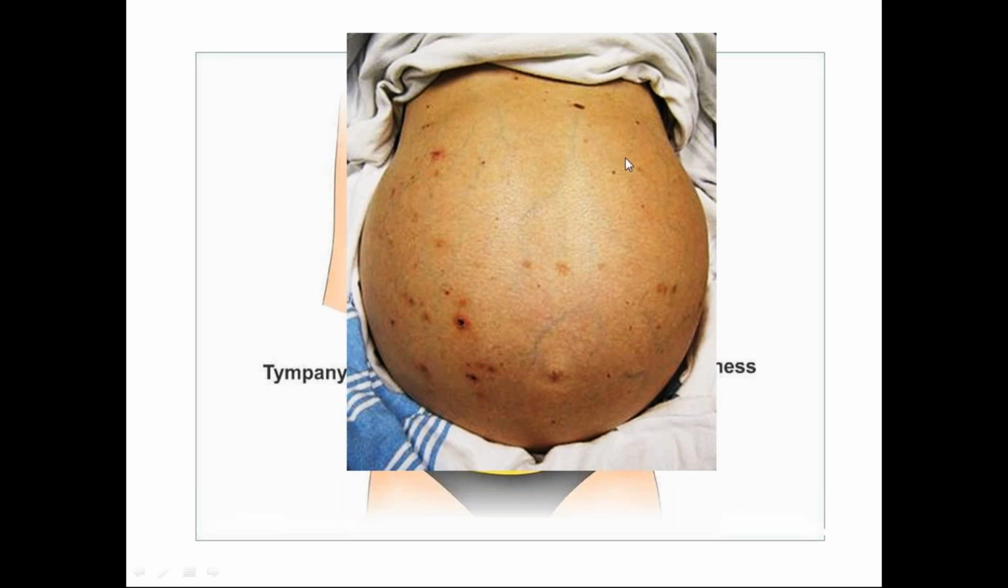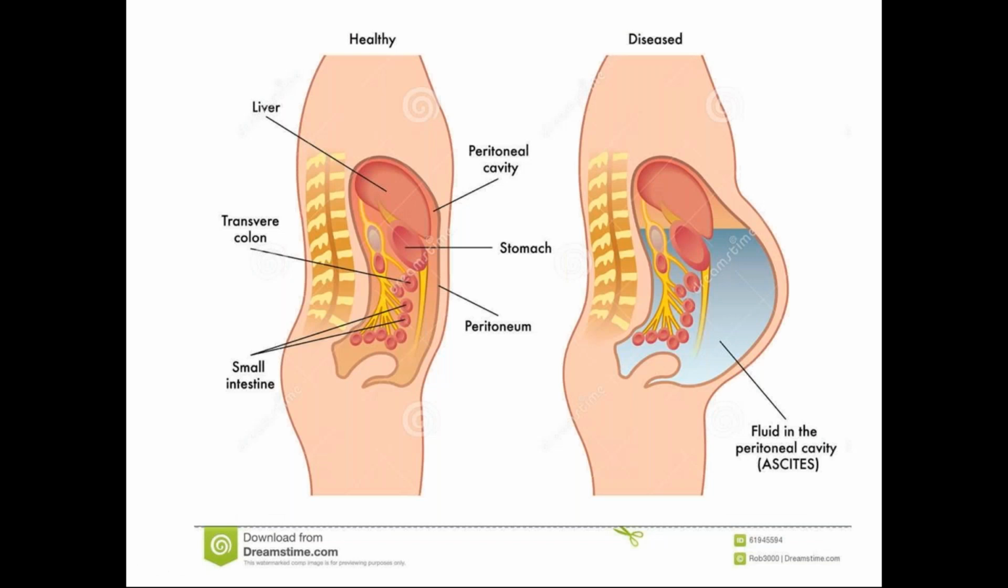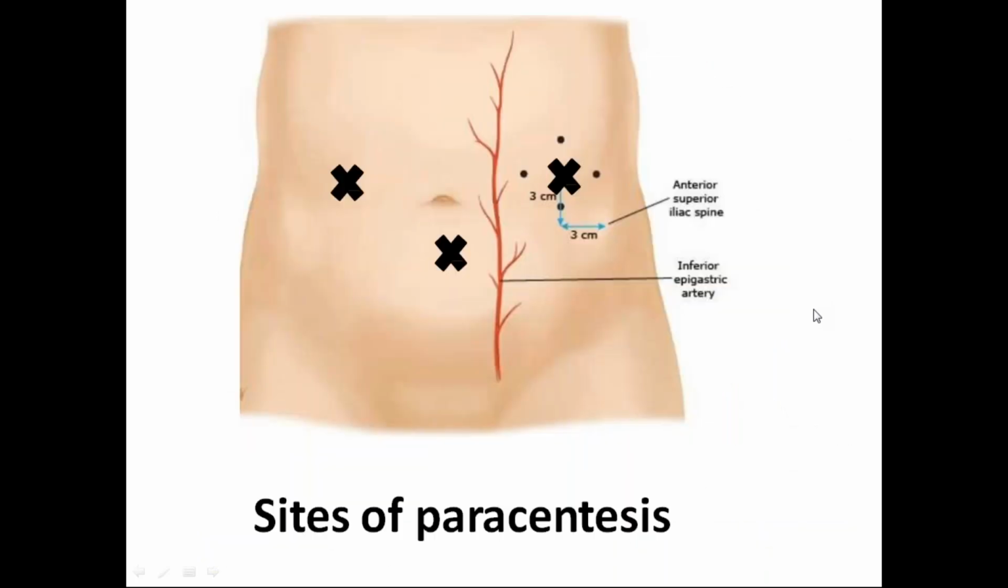Okay. What is this condition called? Ascites. Yes, this is ascites, the fluid accumulation in the peritoneal cavity. You can see the normal peritoneum and fluid in the peritoneal cavity. So this condition is called ascites. Usually ascites will be associated with cirrhosis of the liver.